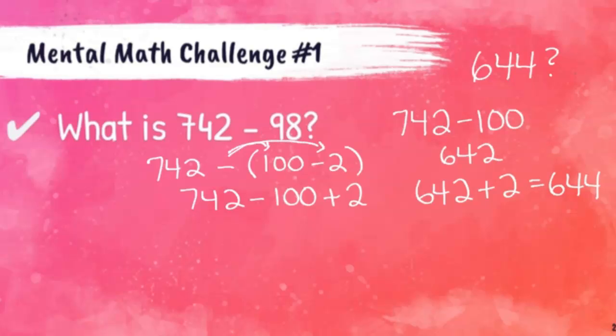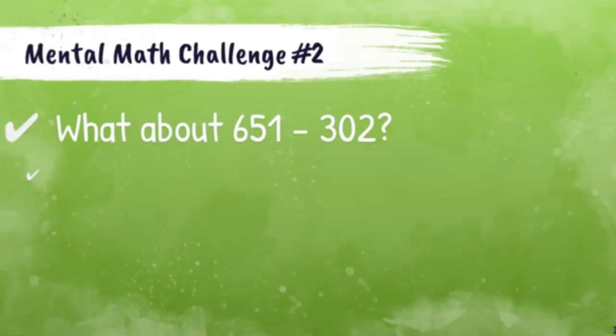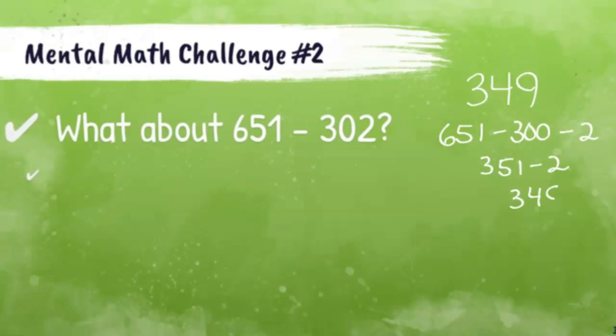Let's try another one. Okay, again, quick. What's 651 minus 302? See if you can beat me to this one. Did you get 349? If you did and you were able to do it quickly, it's likely that you did something like this. 651 take away 300. That gives you 351. And then I'm going to take away 2 more. And 351 minus 2 is 349.